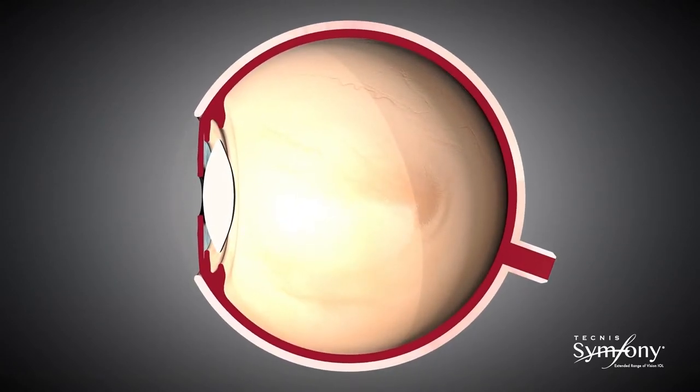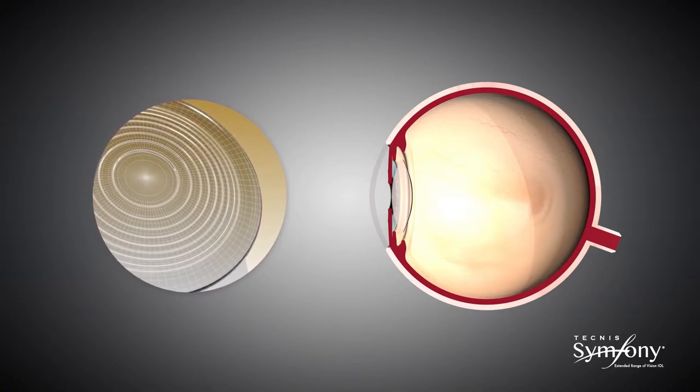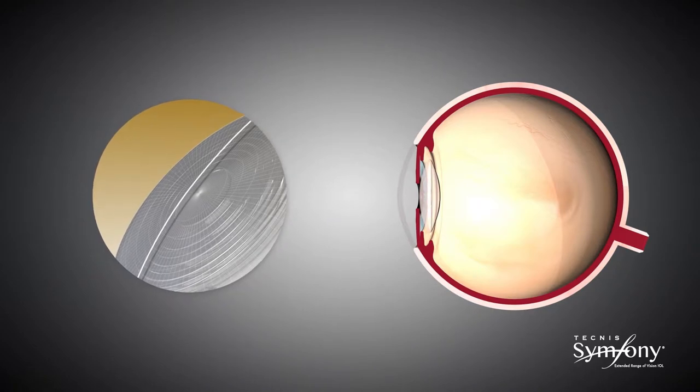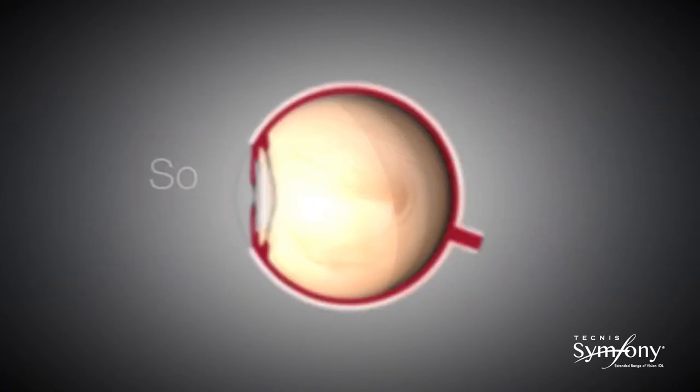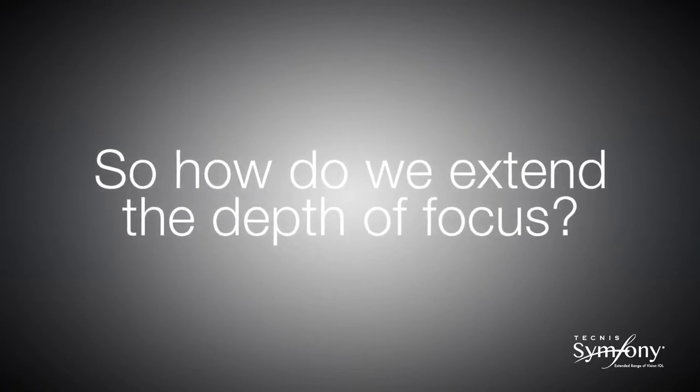Technis Symphony IOL delivers on this promise by utilizing two proprietary complementary enabling technologies, which are the echelette design that extends the depth of focus and the achromatic technology which corrects chromatic aberration. Firstly, let us look at how the echelette design works to extend the depth of focus.